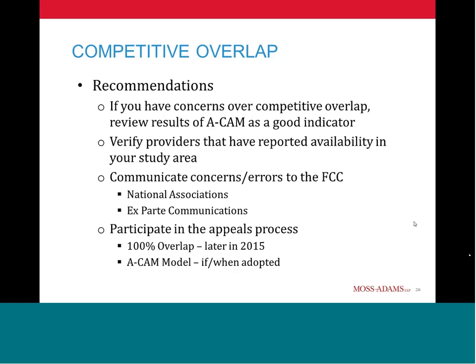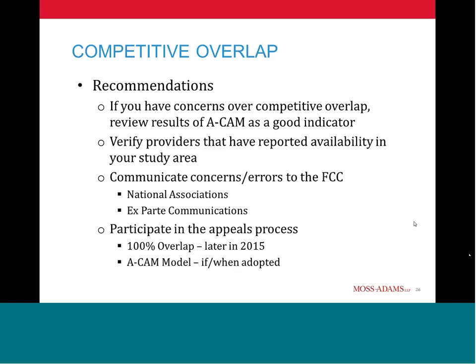And then finally, there will be an appeals process. The CAF Phase 2 appeals process for price cap carriers just wrapped up. The FCC released some results of that the other day. They analyzed somewhere in the range of 95,000 different census blocks for competitive overlap to determine if what the data they were seeing was accurate or not, and they did make some significant changes. Some were changed to non-competitive, some were changed to being competitive. So we want to make sure that that information is correct.